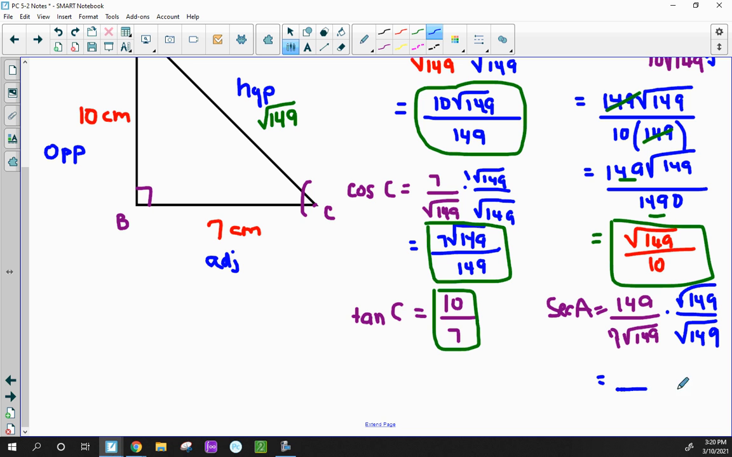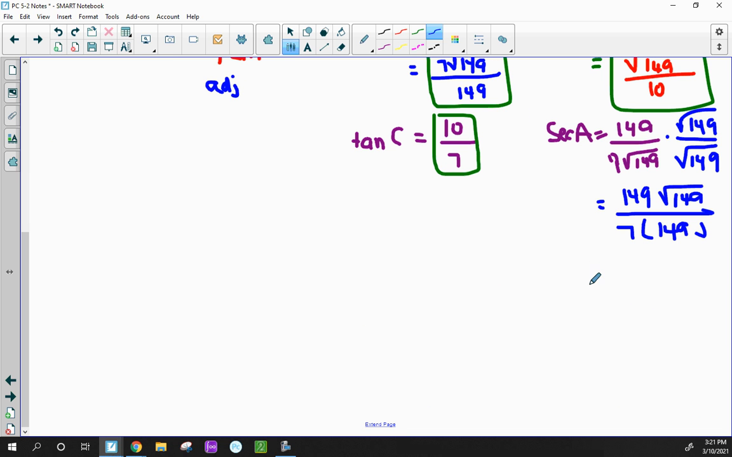We've got the top as 149 square root of 149. Denominator is going to be 7 times square root times itself is just 149, just the radicand back. You're going to notice, this is faster, just notice that these cancel. Anything divided by itself is 1. So secant of A, final answer, is the square root of 149 divided by 7. That's what was left.